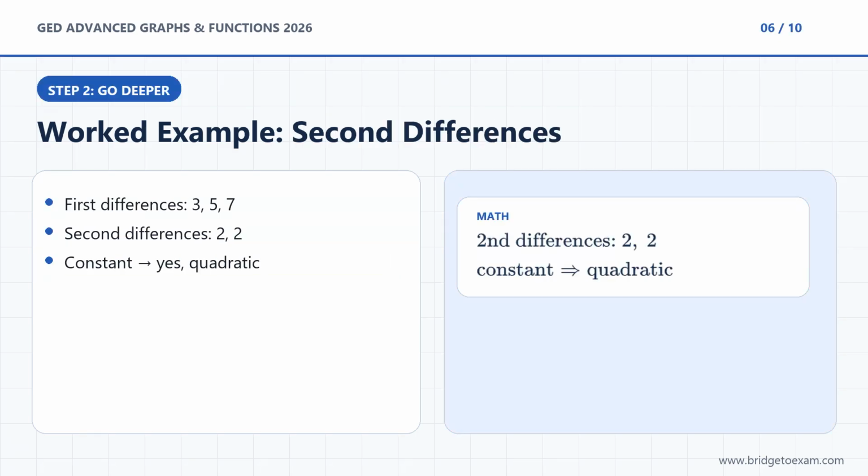Step 2, find the second differences, the changes in 3, 5, 7. 5 minus 3 is 2. 7 minus 5 is 2. So the second differences are 2 and 2, perfectly constant. Because the second differences are constant, this pattern is quadratic. The answer is yes, it's a quadratic.